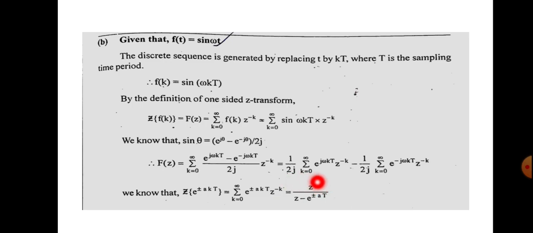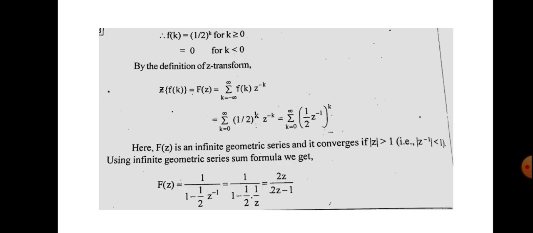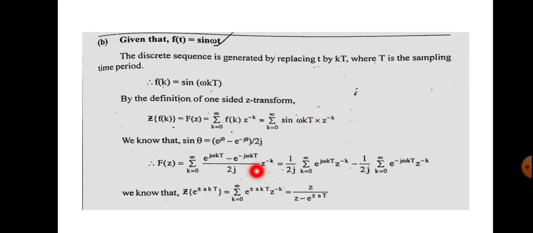See, this is obtained by using the geometric sum series formula. That is, in the case of c raised to k, we have the formula 1 by 1 minus c. Here instead of c, we are having e raised to plus or minus at z inverse. That is c. So we can obtain z by z minus e raised to plus or minus at, right? So that we have used in the previous case also. Here also we are using the geometric sum series formula. Similarly, we can apply the geometric sum series formula in this case also. So this and this term will become in this form, okay.